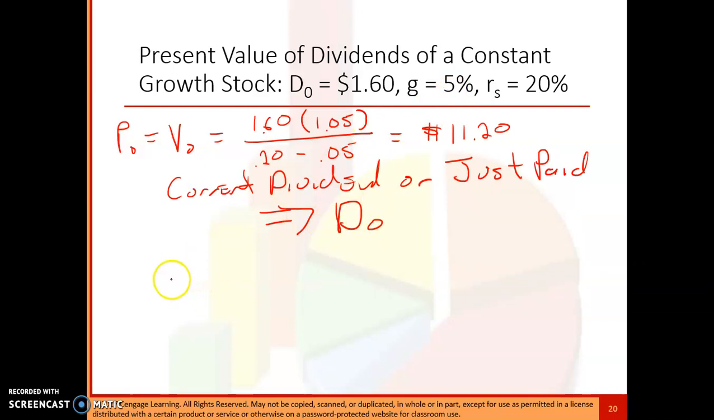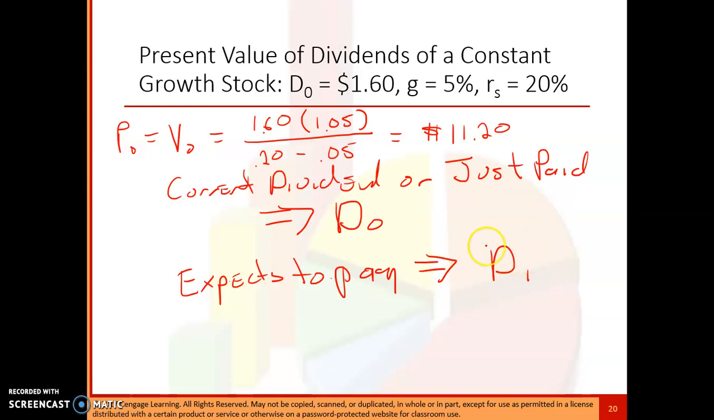If it says expects to pay, or anything like that, that would refer to D1. So if we have D1, we can just divide D1 by R minus G, and we will get P0 or V0.